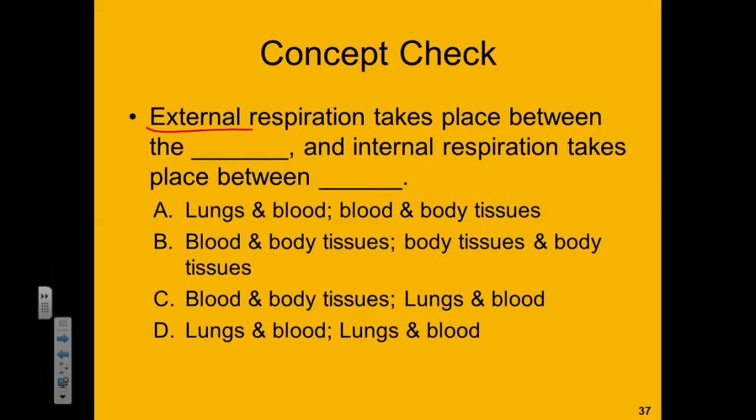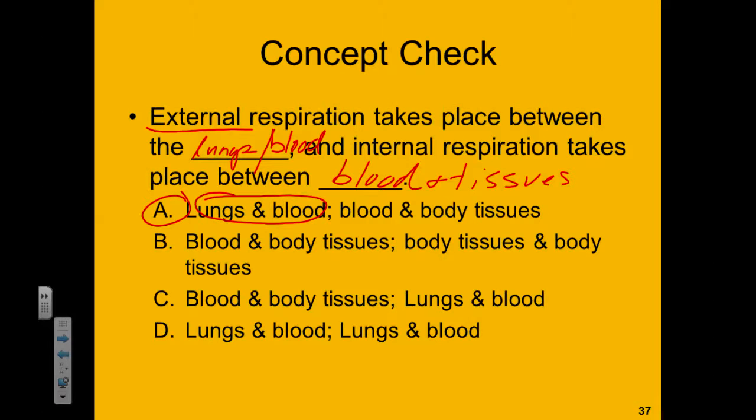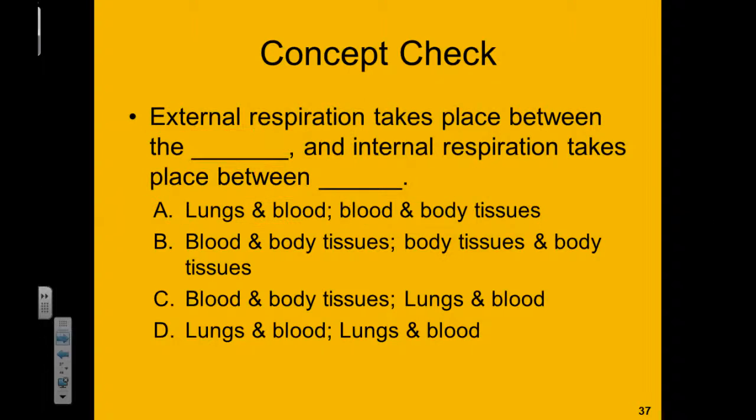External respiration takes place between the lungs and blood. And then internal respiration takes place between the blood and tissues. So our correct answer is A. Lungs and blood is external respiration. Blood and body tissues is internal respiration.